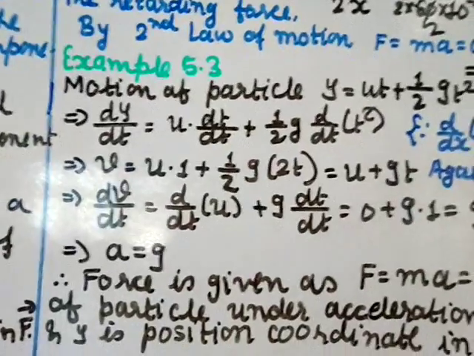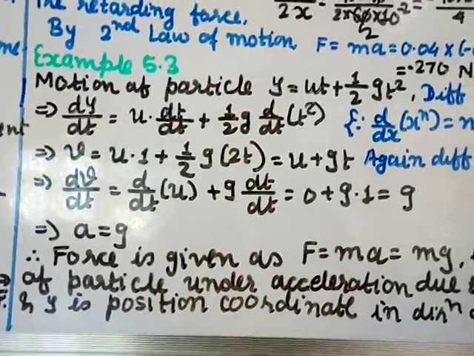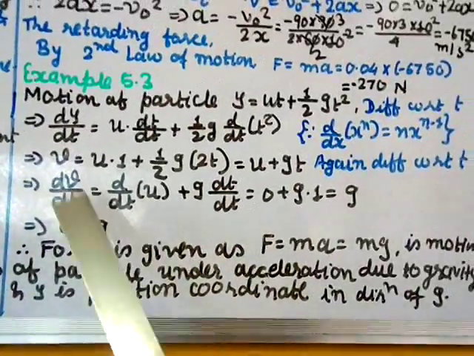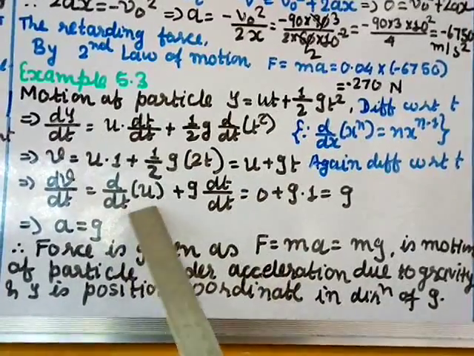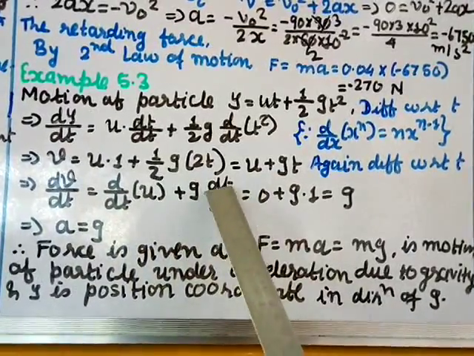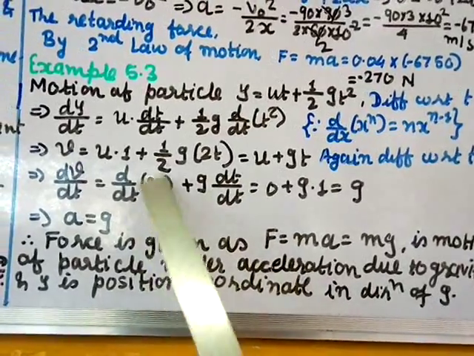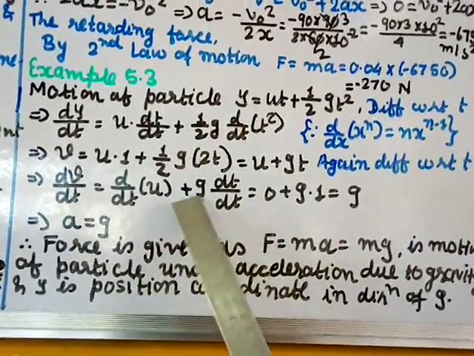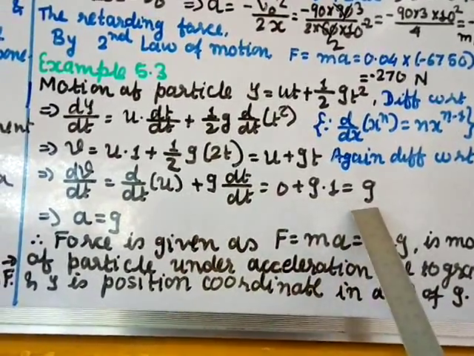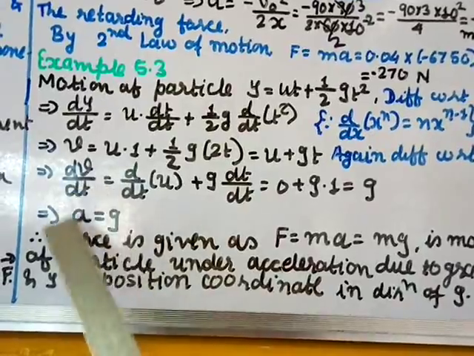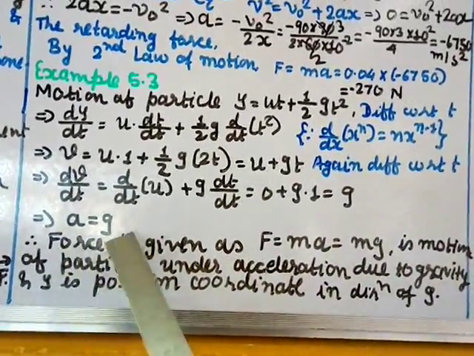Now you have to find the acceleration. So once again you have to differentiate this. So again differentiate with respect to time t. So derivative of v, dv by dt, equals d by dt of u plus g d by dt of t. Now u is a constant, that means this derivative is 0, plus g, and t with respect to t is 1. So g into 1 is g, that means dv by dt, and dv by dt is nothing but the acceleration. So a is equal to g. So you have found the value of acceleration.